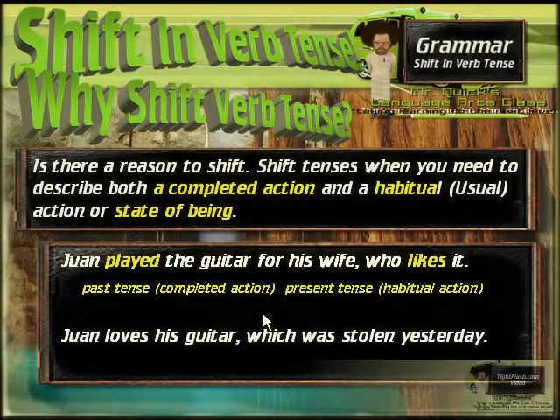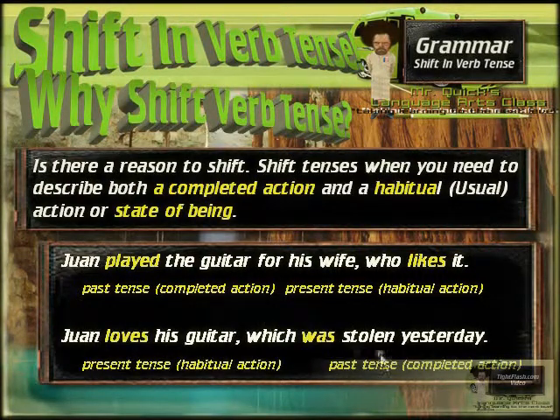Juan loves his guitar, which was stolen yesterday. Now here, once again, we have a habitual action. This time it is coming in the main clause. But we need to describe, or help give us some better understanding of, this habitual action and why we are mentioning it. And of course, in the next clause, we understand why. Because it was stolen. I guess sometimes, when we have something stolen, it actually means more to us. So to add emphasis to this love, we add this second clause.